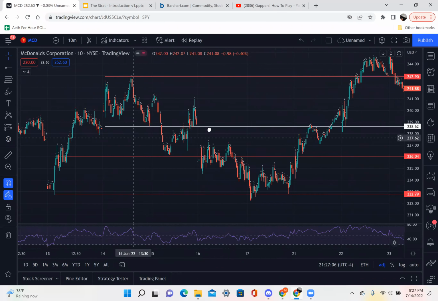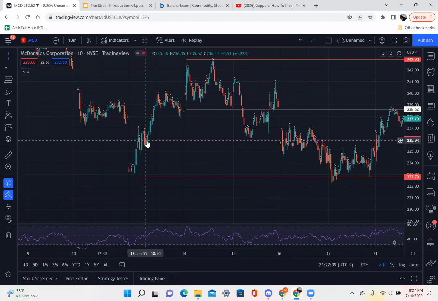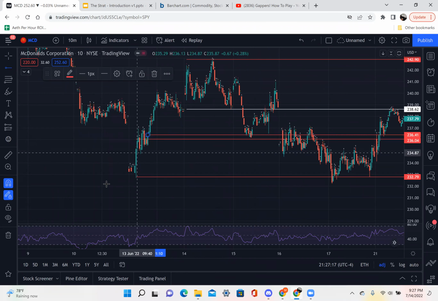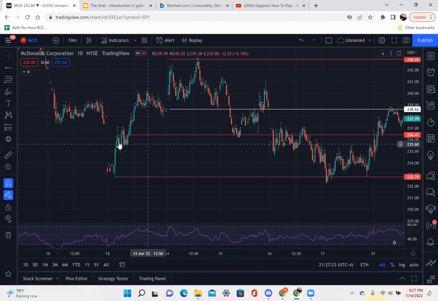Entry. That was our target. This is the fake target because this is where it reversed, remember? So the target that it took out was right there. And you could have found that on a 10 minute and even smaller, right? And of course, you would have had more targets because we went to a smaller time frame, right?